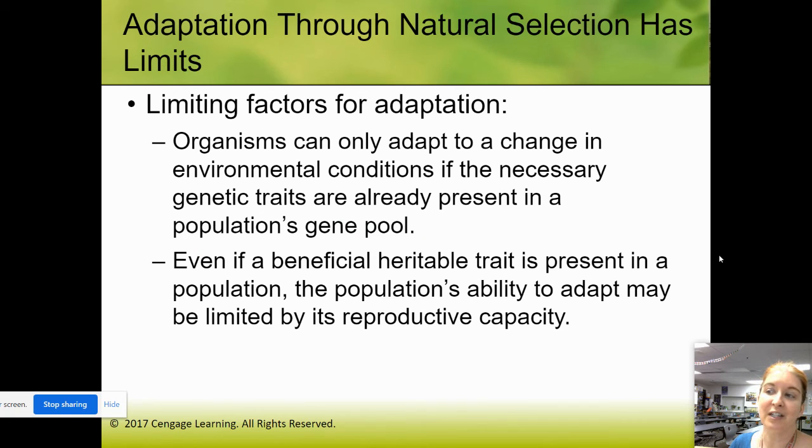Adaptation through natural selection does have its limits. So, limiting factors. Organisms can only adapt to change in environmental conditions if the necessary genetic traits are already present in a population's gene pool. So, I could get to school faster if I could fly, but I can't just sprout wings because I want them. I'd have to have the genes already in me. And even if a beneficial heritable trait is present in a population, the population's ability to adapt may be limited by its reproductive capacity.